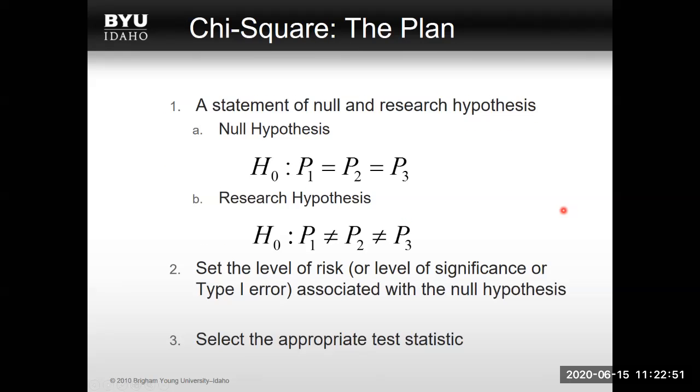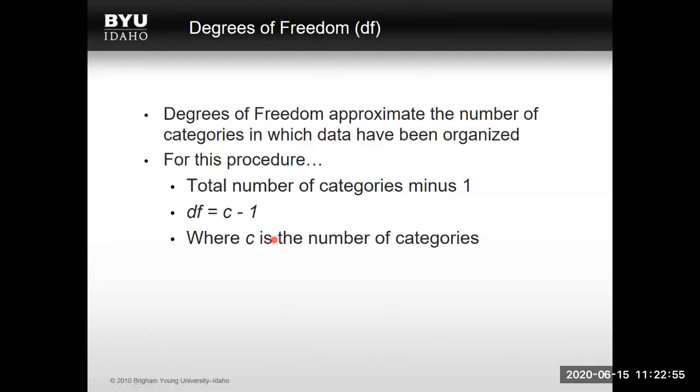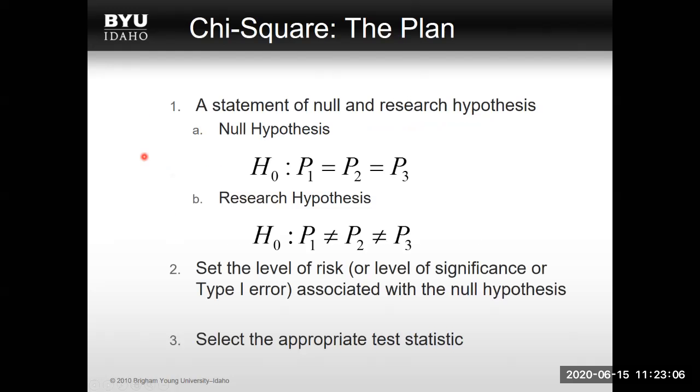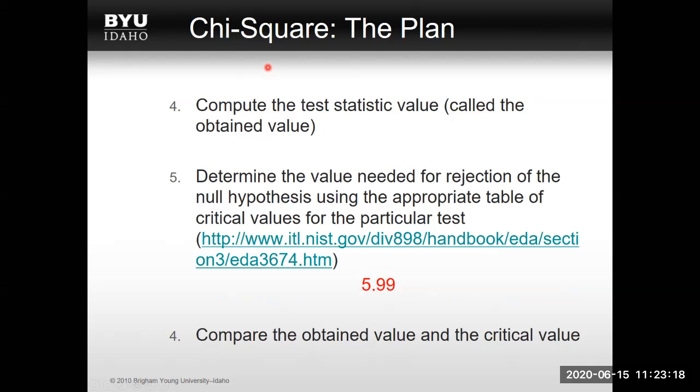Our null hypothesis is that we have the same proportion of individuals in each cell, or that this number is the same as this number is the same as this number. Now, I can look at that and see that that's not true, but this is what a chi-square test tells you. The alternative is that they're not all equal to each other. You choose your level of risk. We'll do 0.05. The test statistic is going to be the chi-square. Then we'll compute our test statistic and compare it to the critical value.